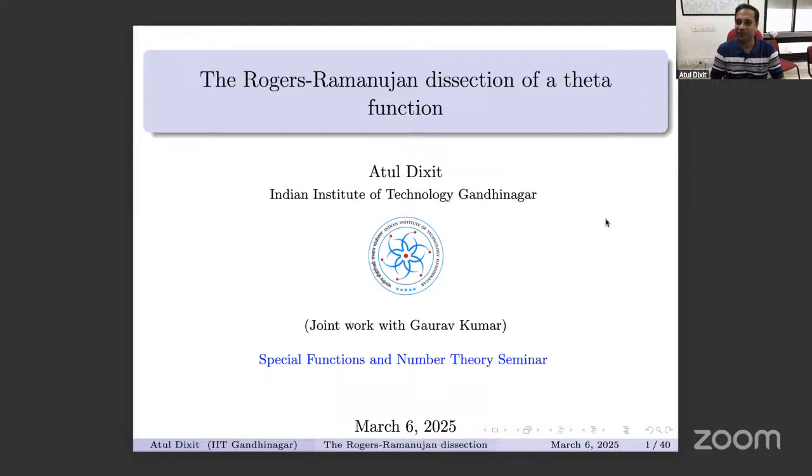Thank you all for coming to this talk. This is joint work with Gaurav Kumar. It concerns an identity on page 27 of Ramanujan's Lost Notebook. There have been thousands of identities of Ramanujan, most of them very captivating. Not only are they captivating, they also contain a lot of information and a lot of applications. So here is one such about which I'll be talking.